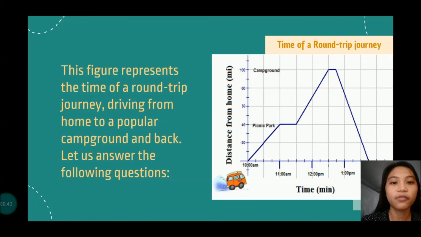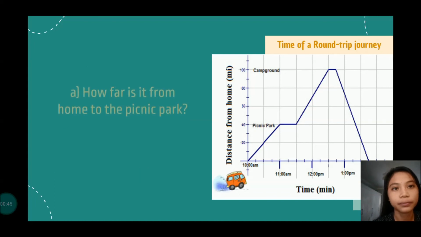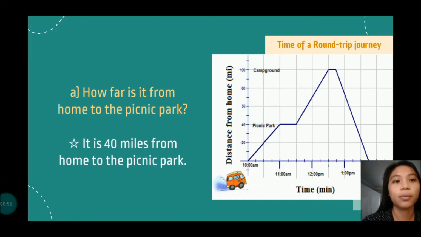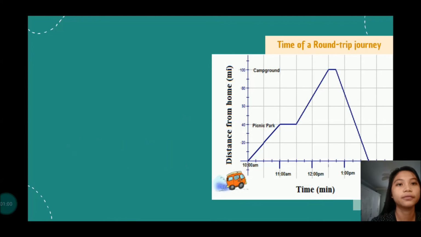Now let us answer the following questions. How far is it from home to the picnic park? Since this question asks the distance, let us look at the y-axis and locate the picnic park. So the answer will be, it is 40 miles from home to the picnic park.